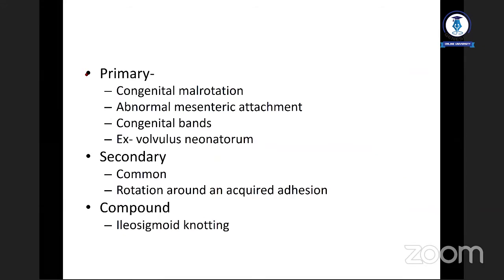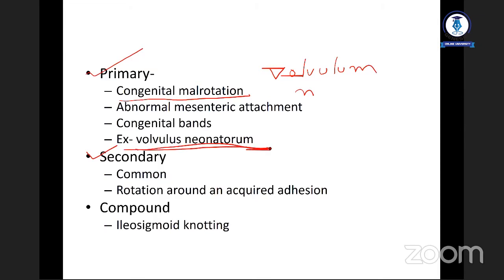Volvulus is usually primary or secondary. The commonest cause of the primary volvulus is congenital intestinal malrotation, or volvulus neonatorum. It's written over here. Patients usually have abnormal mesenteric attachments, congenital bands. So this is actually an inborn problem. Whenever the person was born, the person by birth was having these problems.